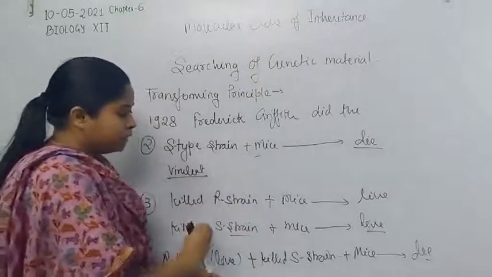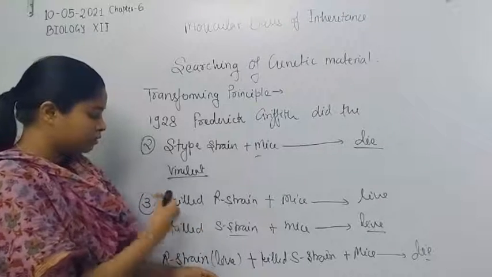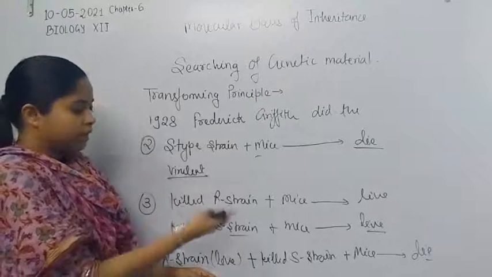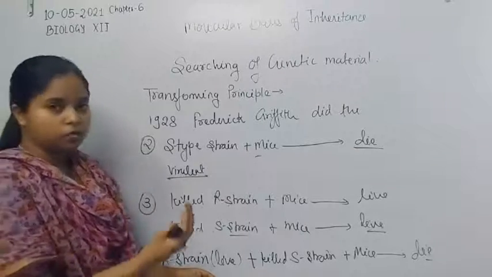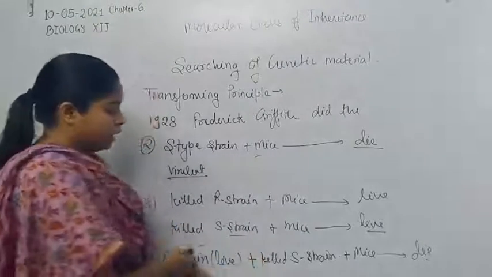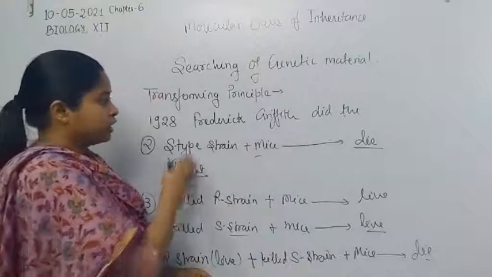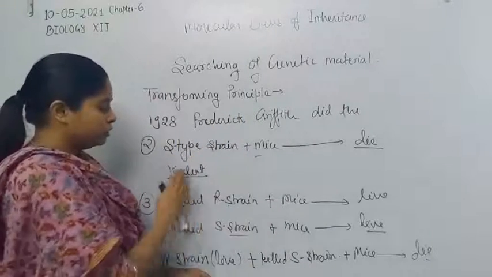So that material is needed for the conversion of the R strain into the S strain, or the R strain gets transformed into the S strain, and that's why he gave the transforming principle, according to Frederick Griffith.